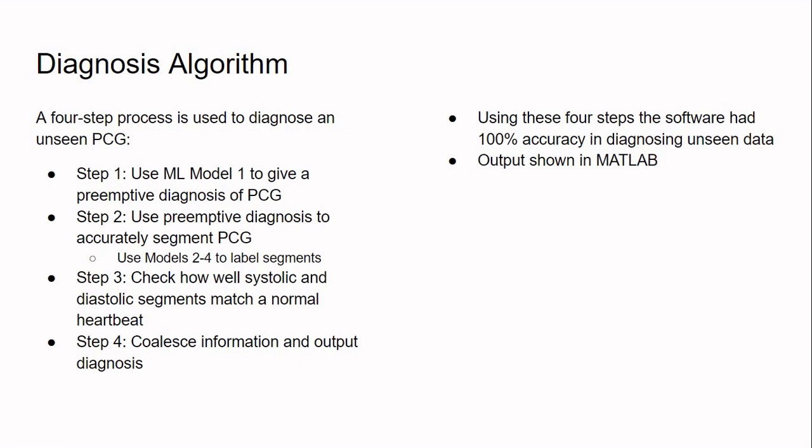In step 3, we check how well a systolic and diastolic segment matches a normal heartbeat. So for example, if a segment contains a murmur in it, it will be a poor match for a normal heartbeat, and in this way we can identify it. In step 4, we coalesce all the information from steps 1 to 3, and we output this diagnosis in the form of a sentence. Using these 4 steps, the software had 100% accuracy in diagnosing the unseen data. The output will now be shown in MATLAB.